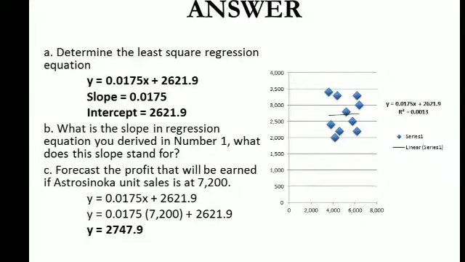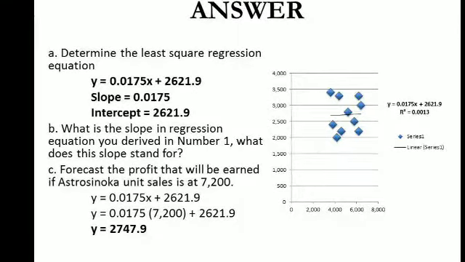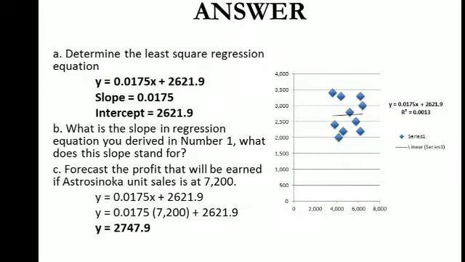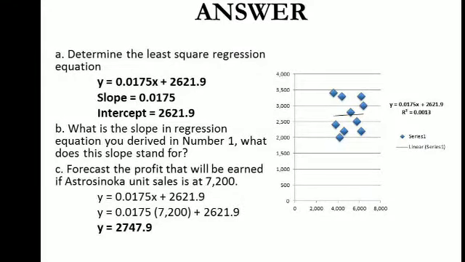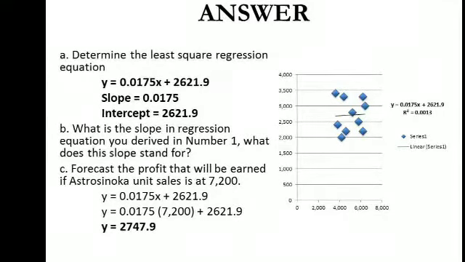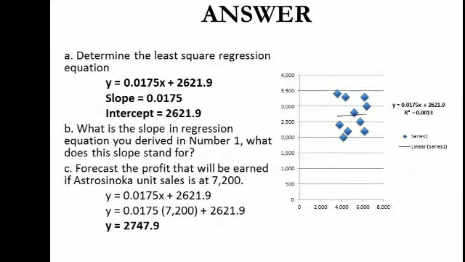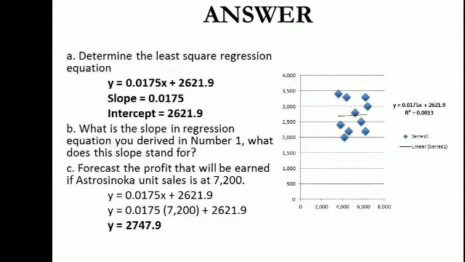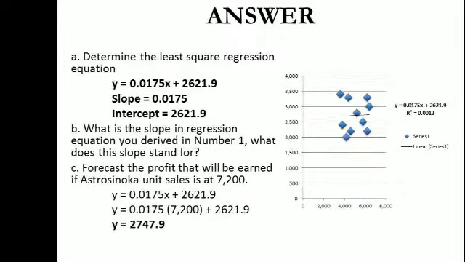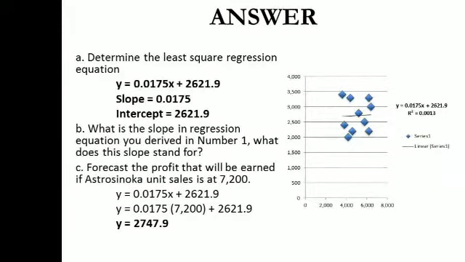So y equals 0.0175x plus 2,621.9. Y equals 0.0175 times 7,200 plus 2,621.9, which equals the forecast of 2,747.9. You can see on the graph how we got the least squares regression by doing it in Excel.